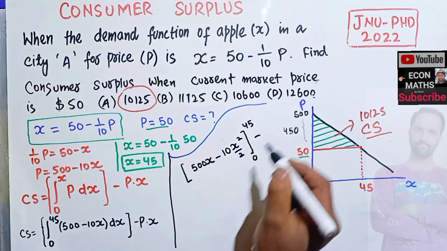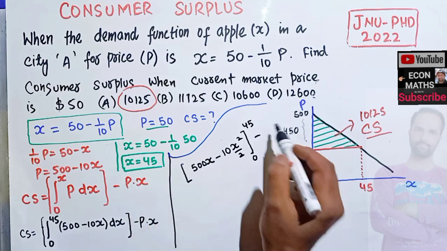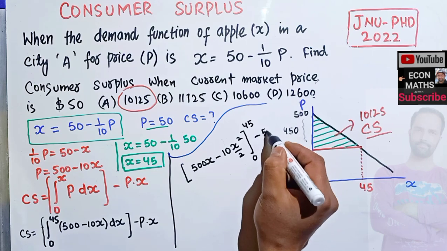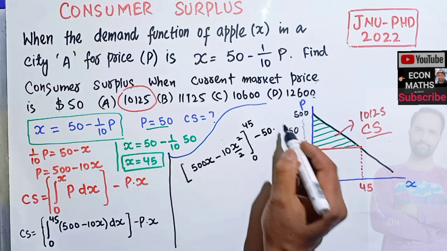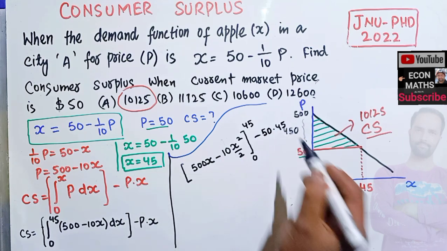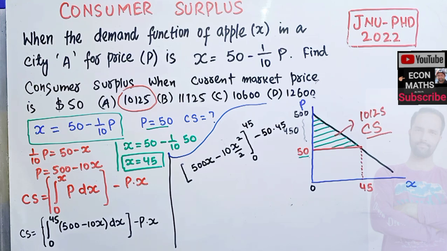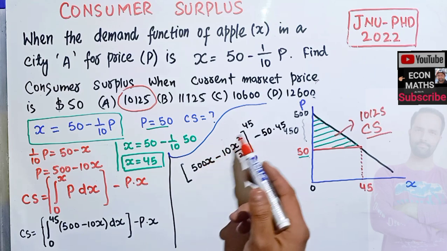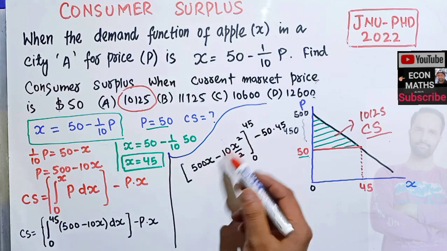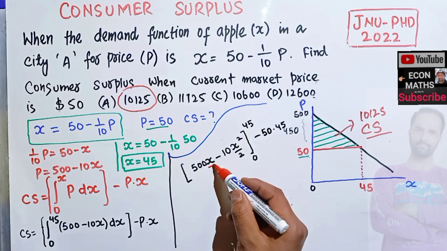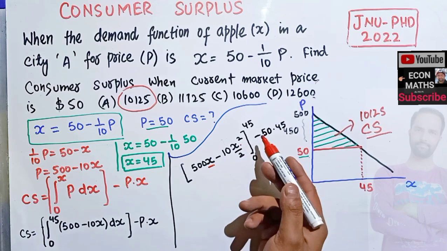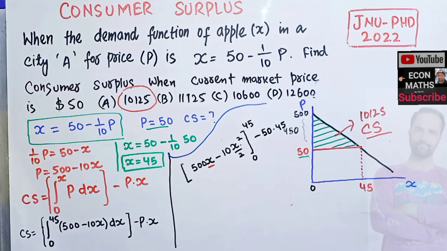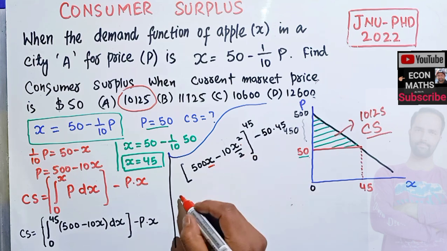To this we subtract the total expenditure, so P into x. P is 50 and our x is 45. Now we evaluate these terms first at 45. That means in place of x we write 45 here first, then we subtract and evaluate it at 0, so in place of x we will write 0. So let's evaluate it at 45 first.